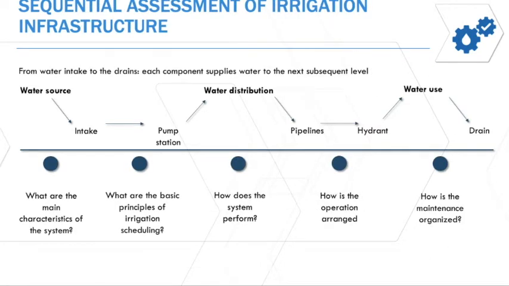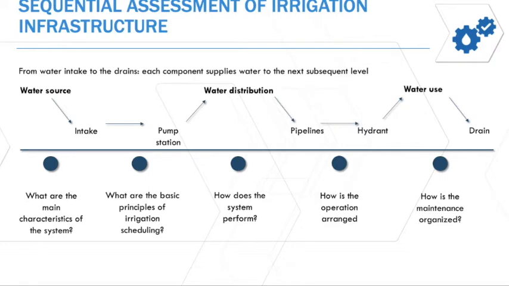When we mention that it's sequential assessment, we mean that it phases the infrastructure by its components. The first is the intake structure, then the pump station. The water distribution is through the pipelines, including main and branch pipes, and reaching the hydrants as final distributaries. After the on-farm water use, it includes also the appraisal of drains. It is important to mention once again that RAP is designed for system-level appraisal. It does not extend to on-farm infrastructure.